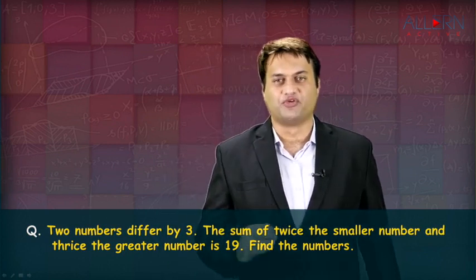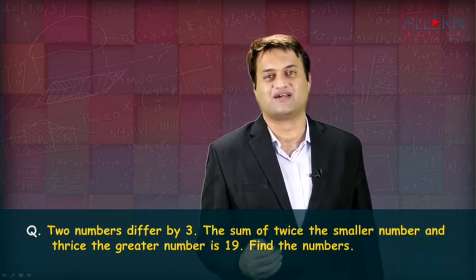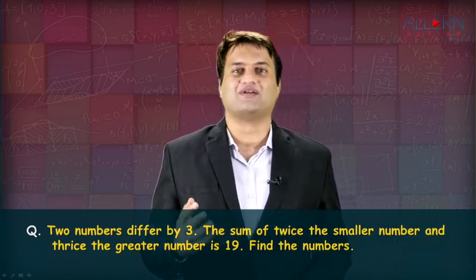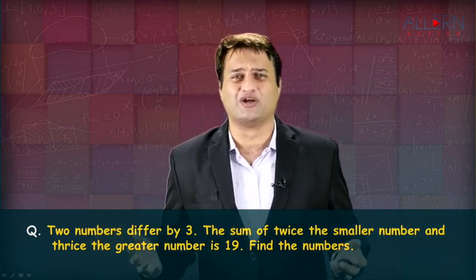Two numbers differ by 3. The sum of twice the smaller number and thrice the greater number is 19. Find the numbers. Now, if you all remember, we learnt a rule that once we read the sum, initially we need not try to understand it.